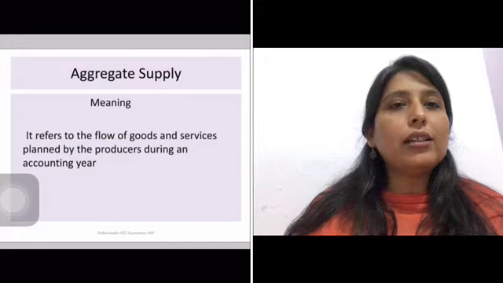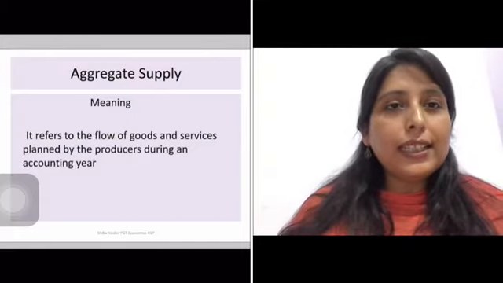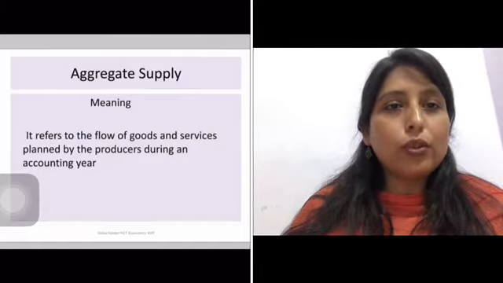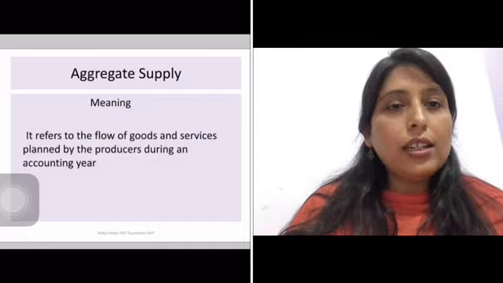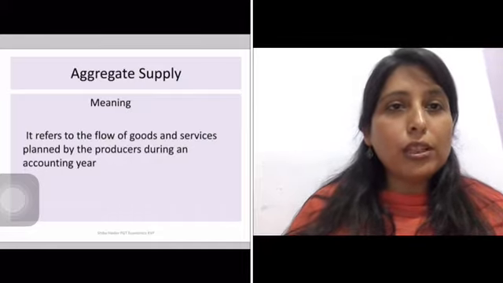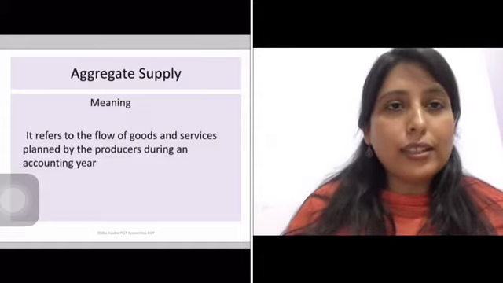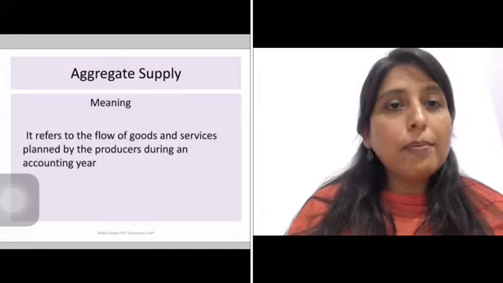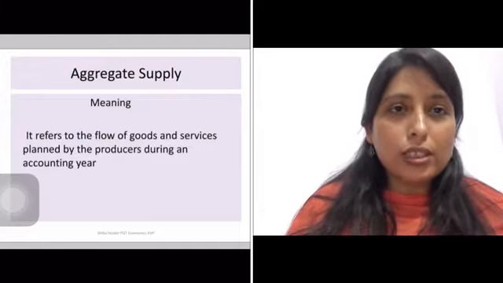After aggregate demand, there comes the topic of aggregate supply. What is aggregate supply? It refers to the aggregate of production planned by the producers. यानी इकॉनमी में साल भर में प्रोड्यूसर्स ने जो प्रोडक्शन प्लान किया है, डिज़ायर प्रोडक्शन, दैट इज़ कॉल्ड एग्रीगेट सप्लाई. और इट रेफर्स टू फ्लो ऑफ गुड्स एंड सर्विसेज planned by the producers to be produced during an accounting year.